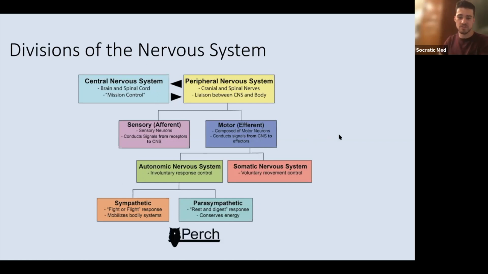And the somatic nervous system, I think we'll talk about a little bit as well, is just the voluntary movement control. So that's just your voluntary muscle. The skeletal muscular system is innervated by the somatic nervous system, that striated muscle that we control.